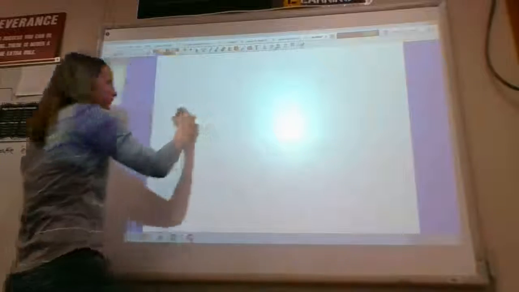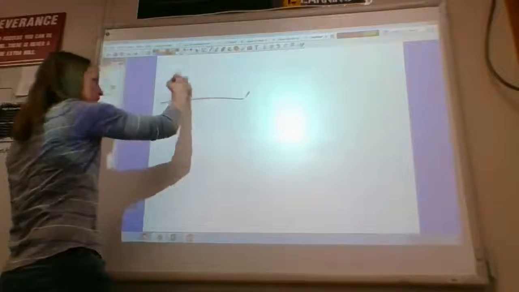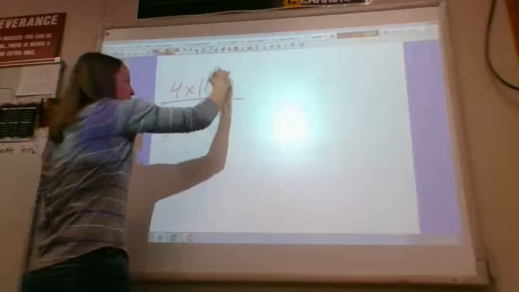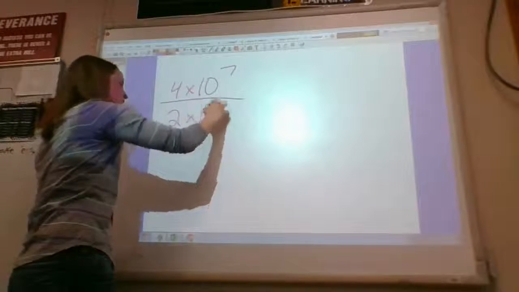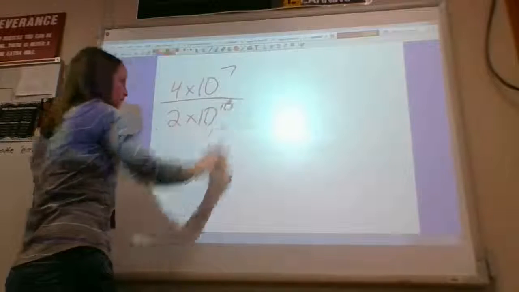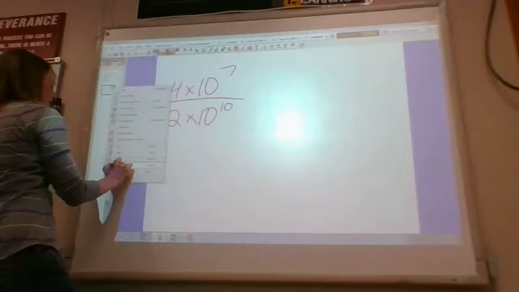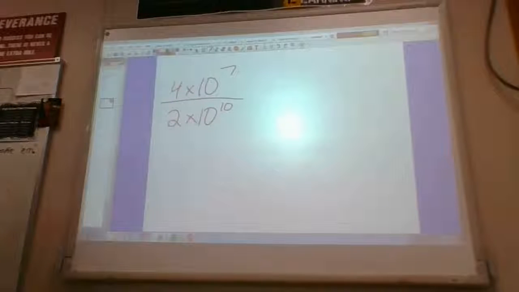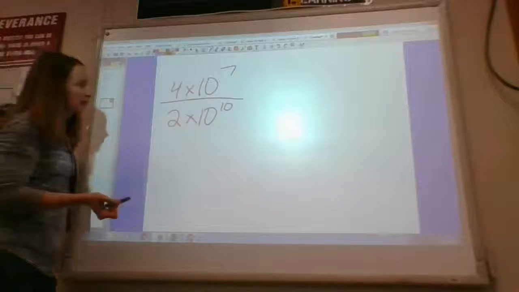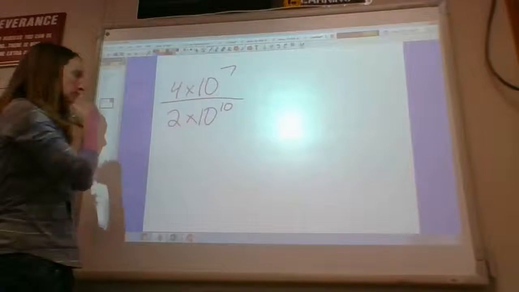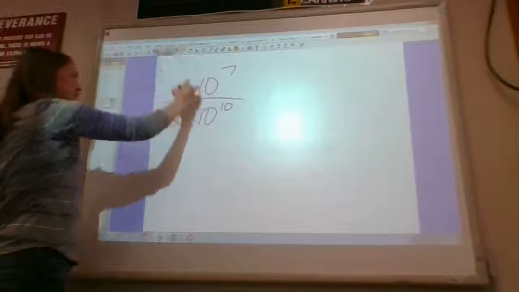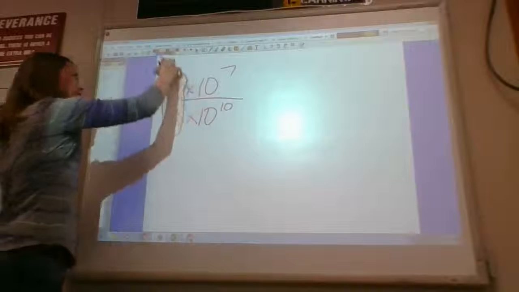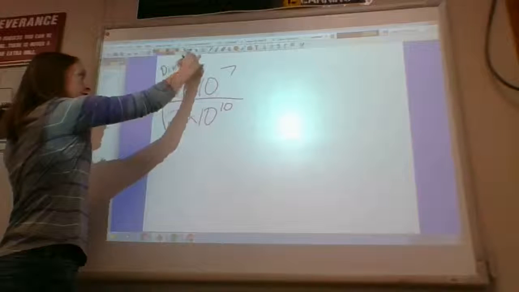Now, if we get into dividing, let's start with something easy. So when we're dividing scientific notation, all you have to do is ask yourself, oh, what are we doing? We're dividing. And to be able to divide scientific notation, you divide our coefficients or our front numbers.